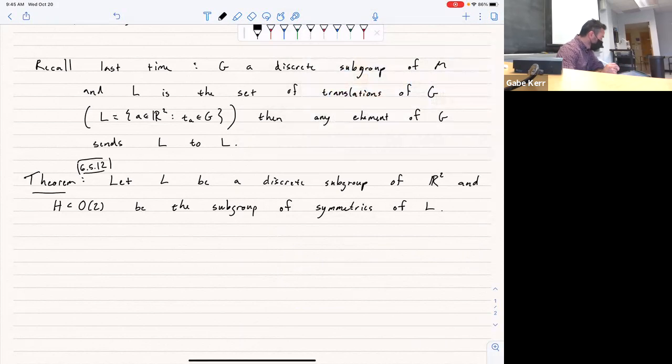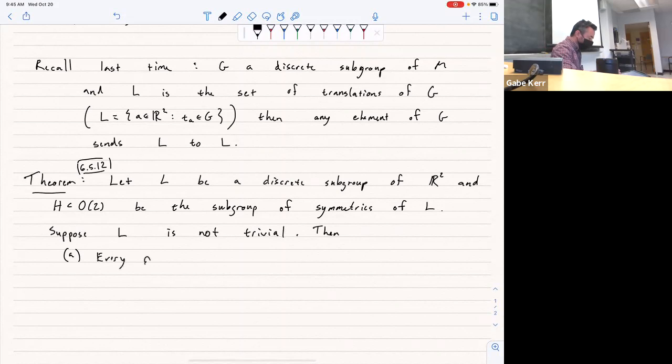Okay, so let's say we have this subgroup of symmetries, and suppose L is not the trivial group. Then every rotation in H has order 1, 2, 3, 4, or 6.